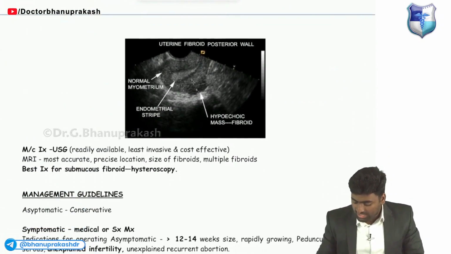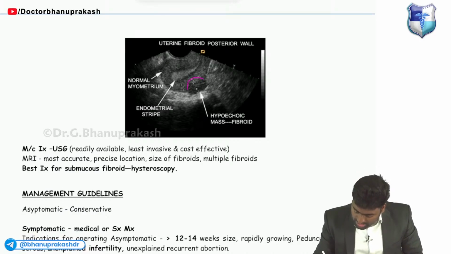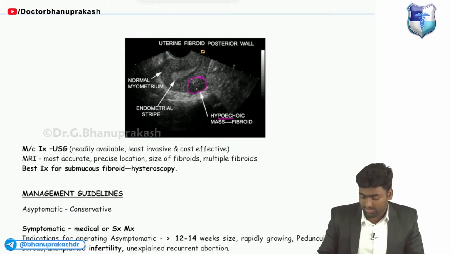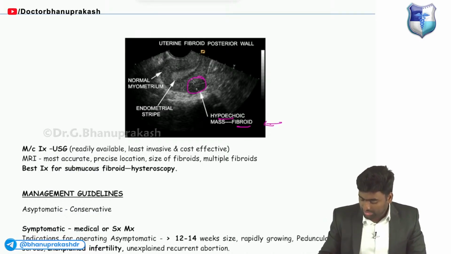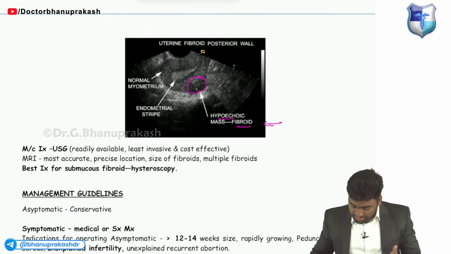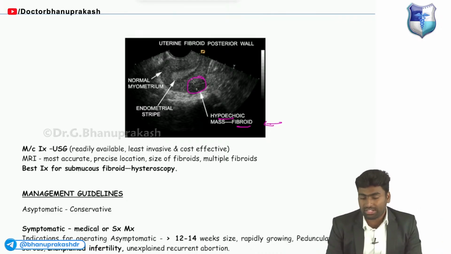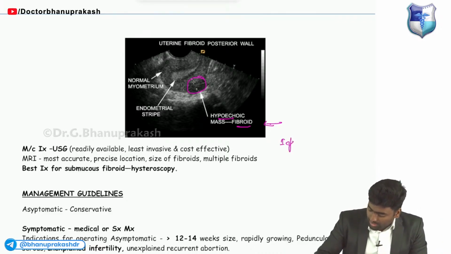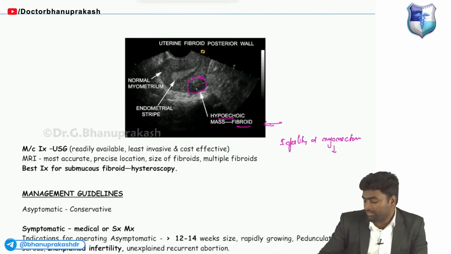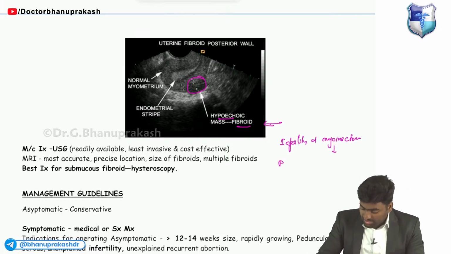Next, this is an ultrasound image where we'll be able to see a hypoechoic mass, which is actually the fibroid. Fine. So you use ultrasound initially for management, and if there is infertility, if there is a cause of infertility, then we'll do myomectomy, or if it is causing some pressure symptoms, then we'll do hysterectomy.